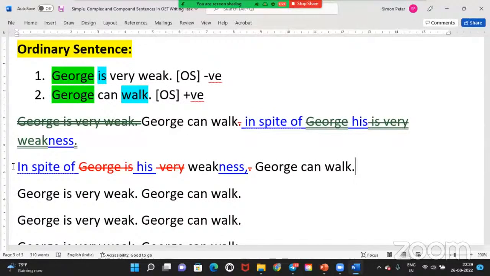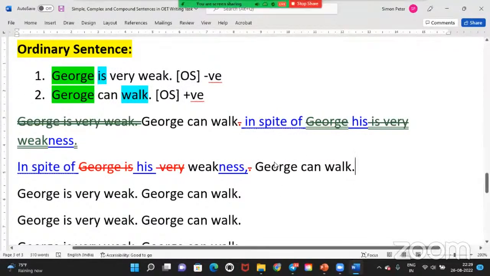George is the main clause, so a capital letter should be there. Only the main subject or pronoun will come here. In spite of his weakness, George can walk. Or George can walk in spite of his weakness. Same thing. Only "George is very weak" is brought backwards and put as "in spite of his weakness". In spite of his weakness, comma, George can walk. So, I hope you understood there.